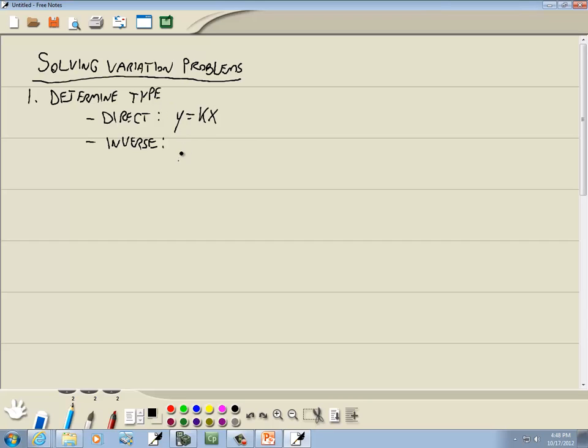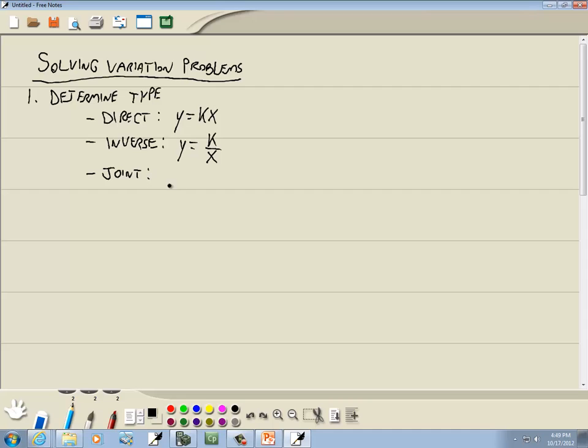The next type is inverse, and that's where you have y is equal to k over x. Let's say I'm going to start assigning 100 problems to each section for the rest of the course. Well, as the number of homework problems goes up, students' happiness goes down. So as one goes up, one goes down, or vice versa.